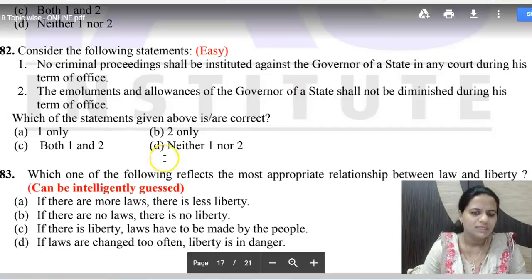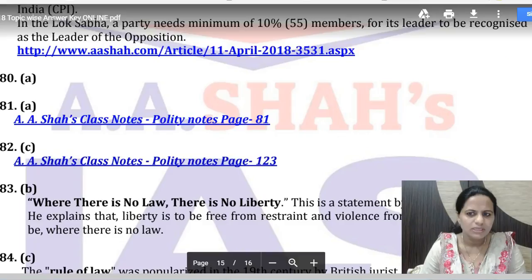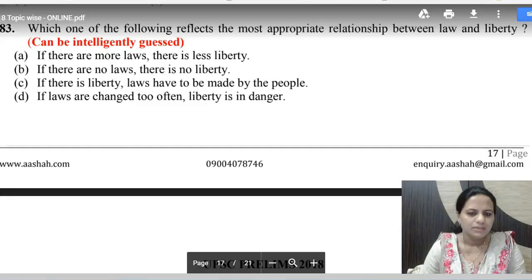Next is, which one of the following reflects the most appropriate relationship between law and liberty? So this is an intelligent guesswork. Actually, this is based on the statement by John Locke, where there is no law, there is no liberty. So the first statement is, if there are more laws, there is less liberty. If more laws means your liberty is being reduced, that is not the correct interpretation. So that is incorrect.